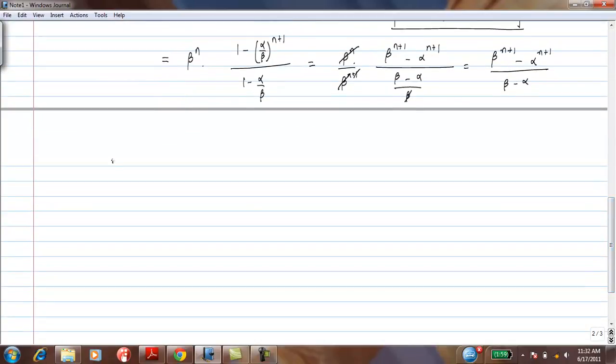The final answer is that y of n is 0 when n is less than 0. When n is greater than 0, it's beta to the n plus 1 minus alpha to the n plus 1 divided by beta minus alpha for n greater than 0. So that's the final answer.